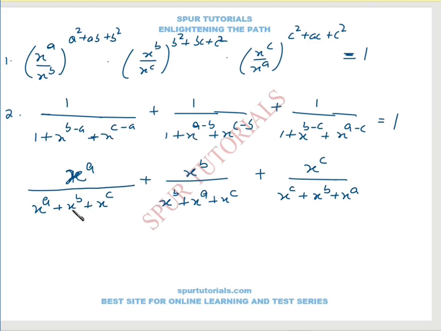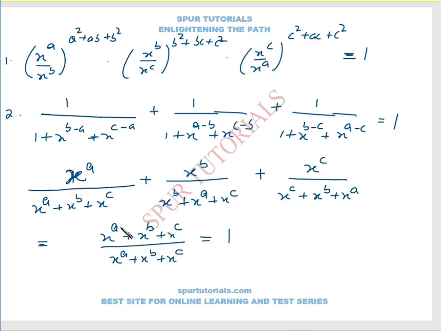Got it? If we look carefully here, in all the three terms, the base is the same, so it's easy to take the LCM. So when we take the LCM, this will be the LCM: x raised to power a plus x raised to power b plus x raised to power c, and in the numerator we have x raised to power a from the first term, x raised to power b from the second, and x raised to power c from the third term, and just cancel out the terms, so it is equal to 1.